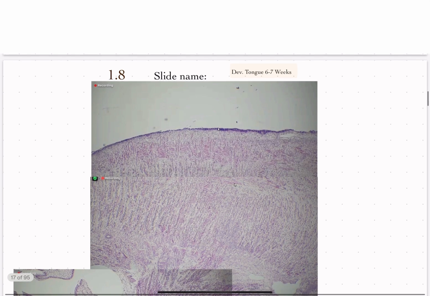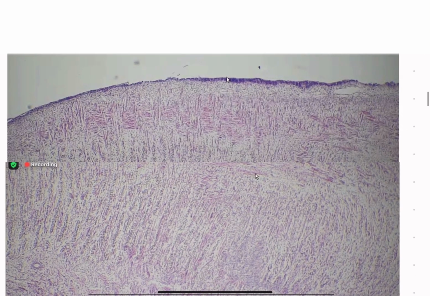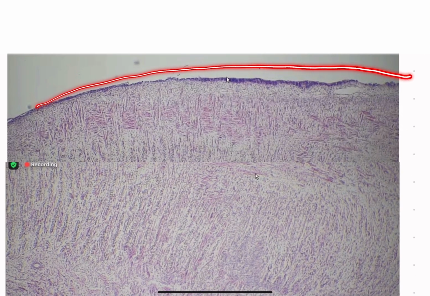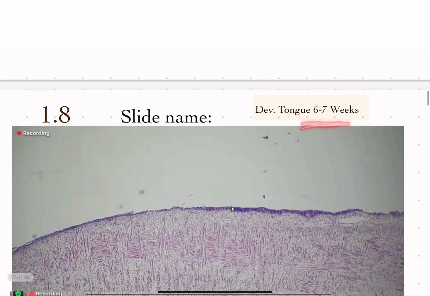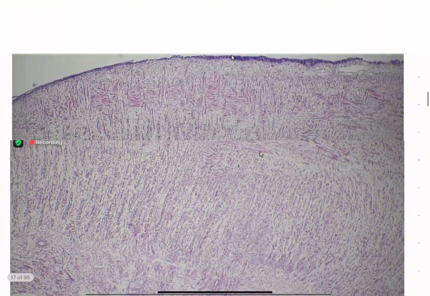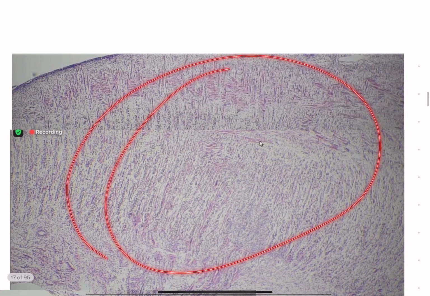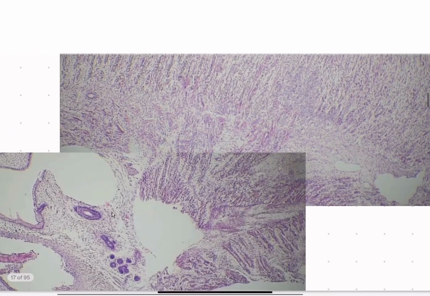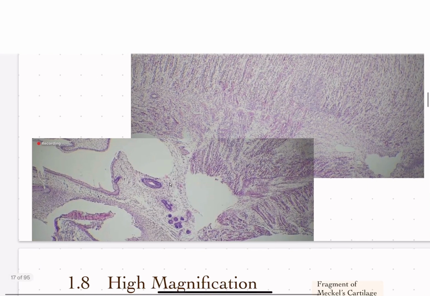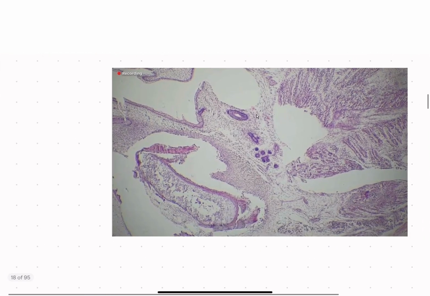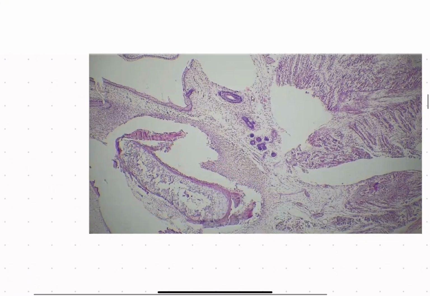Next up, we have the developing tongue 6 to 7 weeks again. However, this is a different slide, so we have to see it more zoomed in. And here we see how smooth that tongue is on the surface. No papilla at all, so we can very clearly identify it as a 6 to 7 week old tongue. We have all of this skeletal striated muscle tissue, but instead we're actually focused on these slides. Further down, we can see this structure.